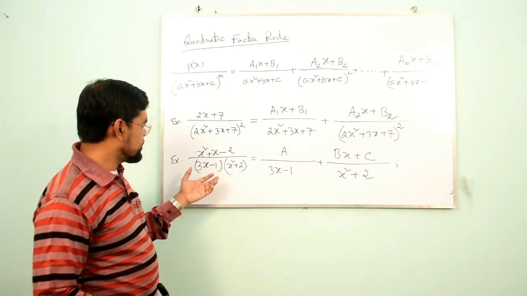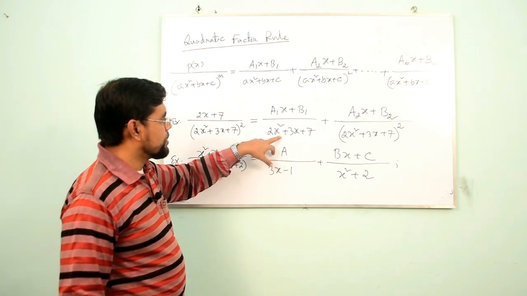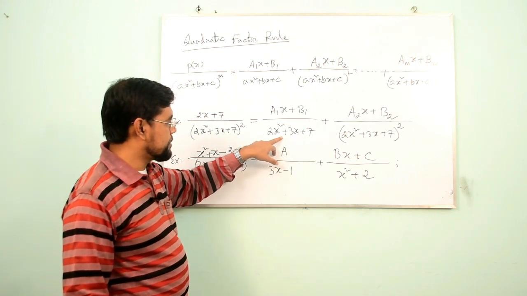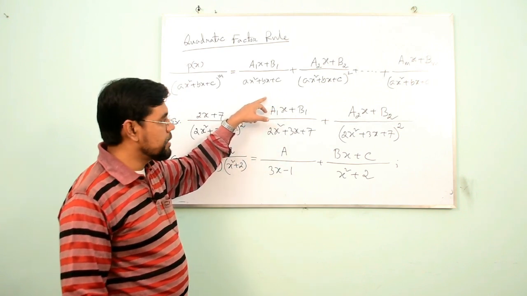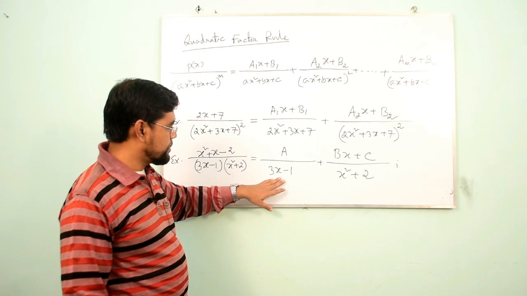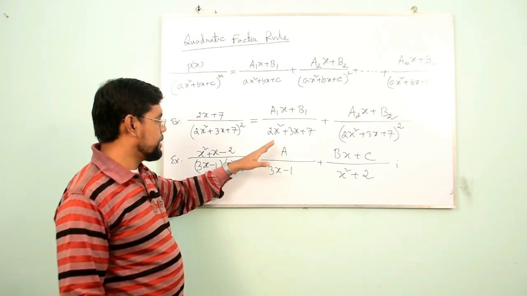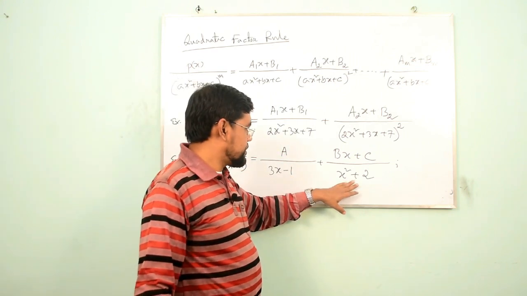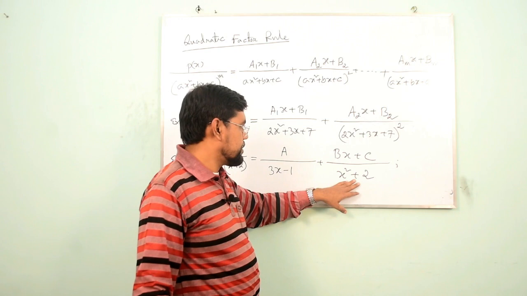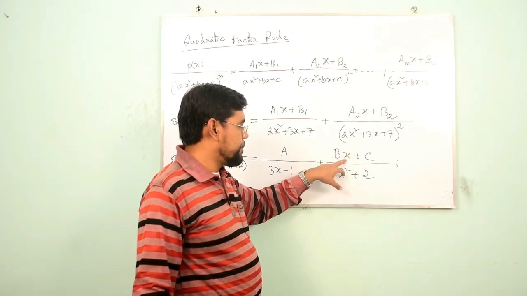But the most important thing here is that if your denominator contains a quadratic function, then the numerator will be a linear function, and if your denominator has a linear function, the numerator will be constant. That's the reason the numerator is the linear function bx + c when the denominator is quadratic.